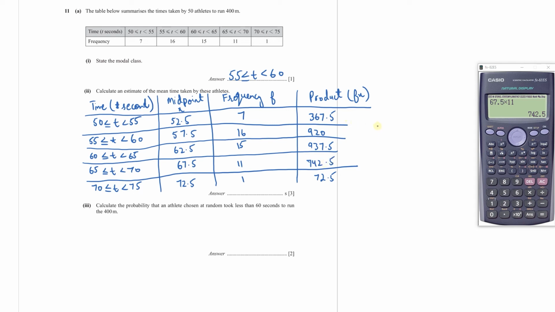742.5. So now your mean value will be the sum of all these products. So you add them all divided by the sum of the frequencies, which is actually the total number of athletes. So if you add these frequencies up, you will get 50. So your denominator will be 50, and in the numerator, you're basically calculating the sum of all these products. So let's calculate this starting from the top.